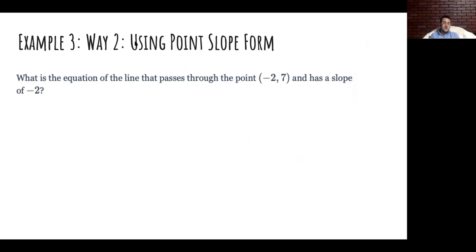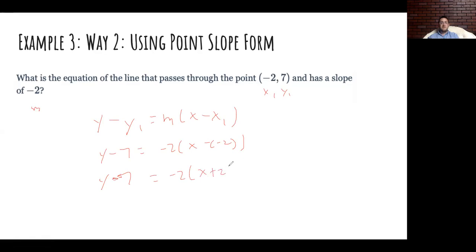However, way 2 is just the point slope way. So this has the x1, y1, and your slope. And as we saw before, this is so much easier. So you're going to do y minus 7 equals -2 times x minus -2. And all you have to do is just change the sign in the parentheses, and you're good. So a lot less work to do the point slope form.